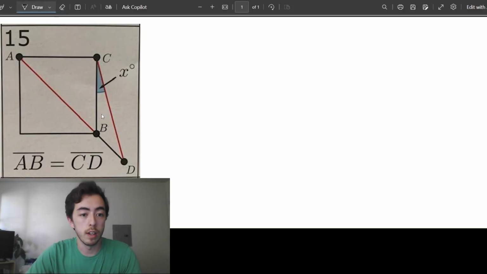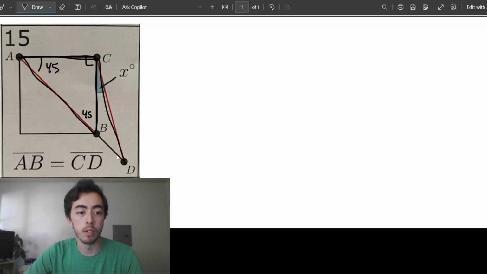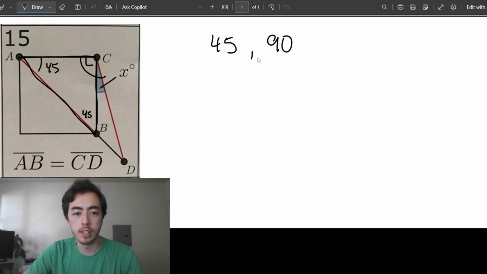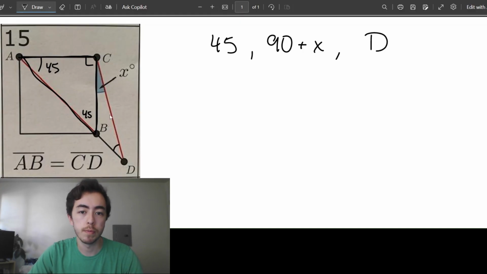Well, my first thought is that I have a lot of triangles going on. Like I have this right isosceles triangle right here, so these are both 45-degree angles. This is a 90. I also have this kind of large triangle right here, triangle ACD. And so its angles are going to be 45, and then C is going to be 90 plus x. And then D, I'm not quite sure yet, so I'll just call it D for now. And I'll say that this is angle D.